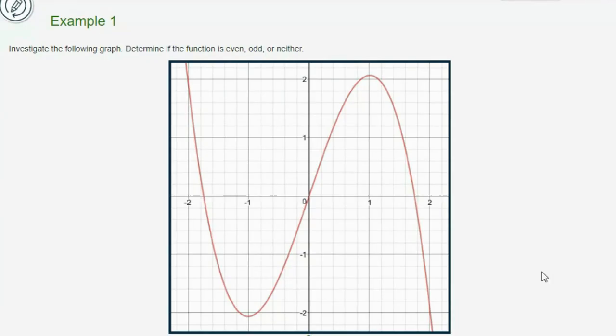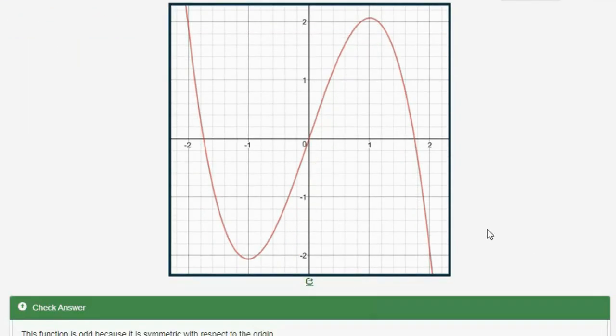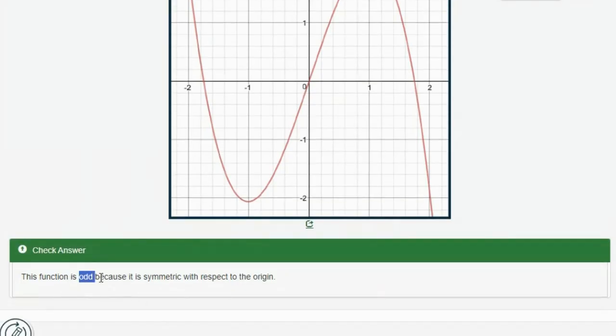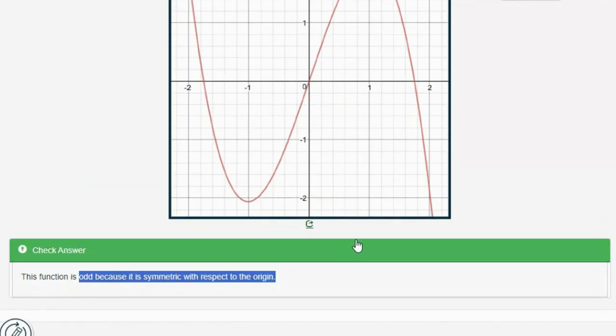So this is an odd function because it's symmetric around the origin by 180 degrees. So symmetric around the origin means rotate it 180 degrees. Take the top and the bottom and switch them. This is an odd function. Check answer. It's odd because it's symmetric to the origin.